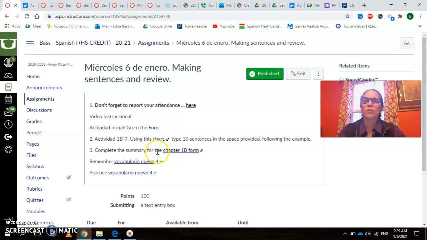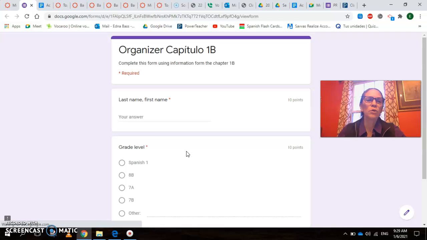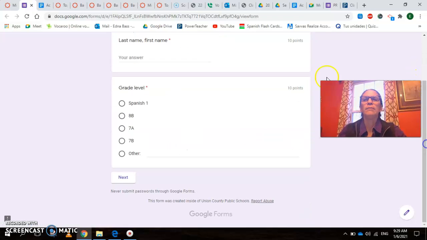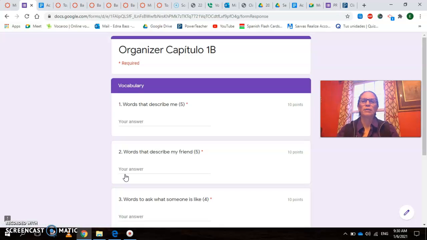Then it says complete the summary for the chapter 1B. So I made this Google form that you are going to complete. This is what you're going to do: you're going to write 5 words that describe you. That means adjectives that describe yourself. Now you are a boy, oh, I forgot one thing here. Let me just fix it. Your name, that's important. So words that describe you.